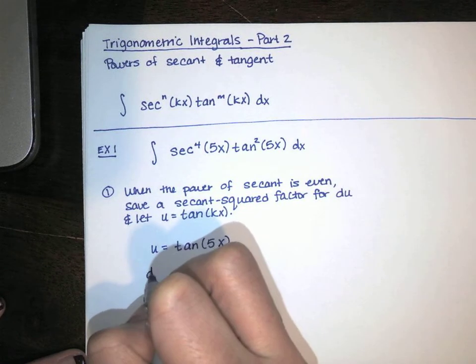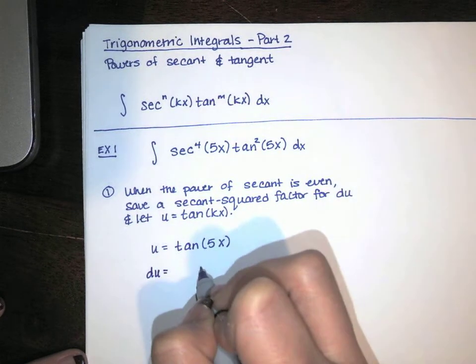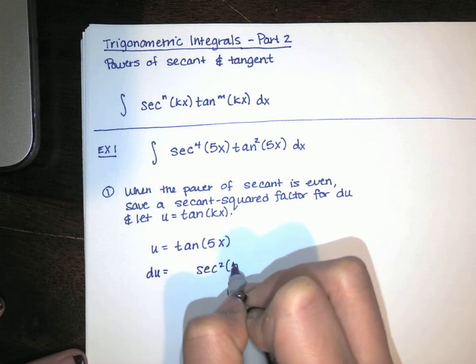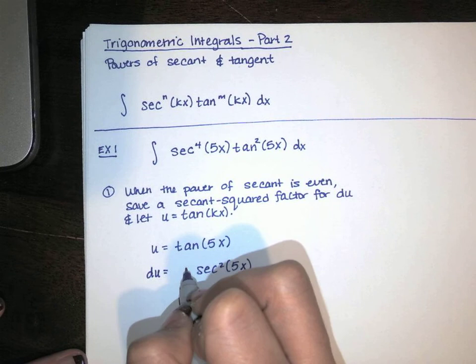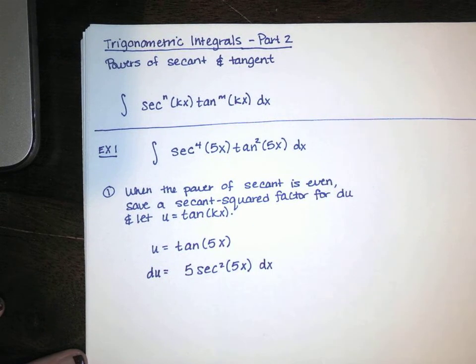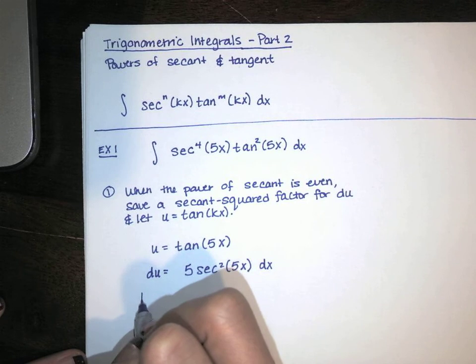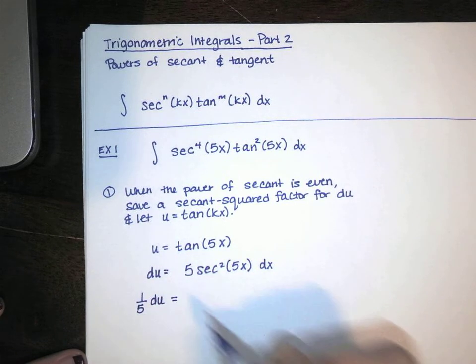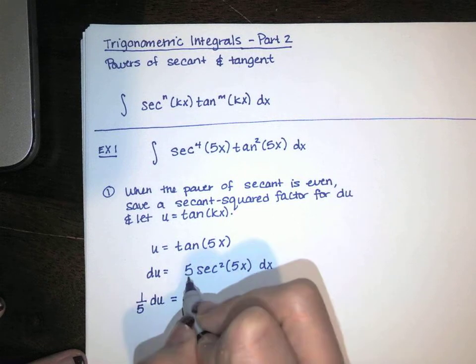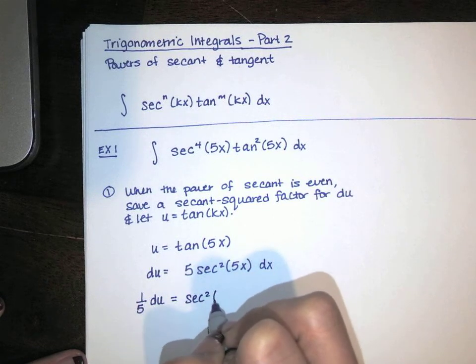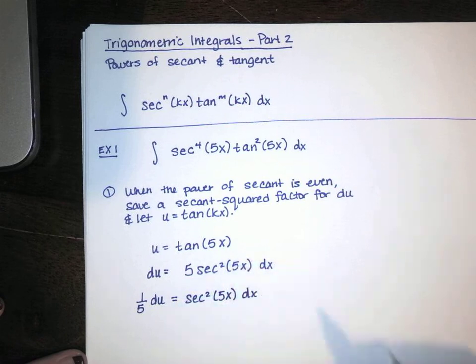And then we compute the derivative. Now remember, the derivative of tangent is secant squared. The angle stays exactly the same. And then we multiply by the derivative of the inside by the chain rule. So we're going to get a 5 there. And that secant squared of 5x dx, I want to save that for my du. The 5 I really don't need, so I'm going to divide both sides by 5, or multiply by 1/5, same thing. So 1/5 of du is 1/5 of this. So the 5's are going to reduce, and we'll have secant squared of 5x dx.